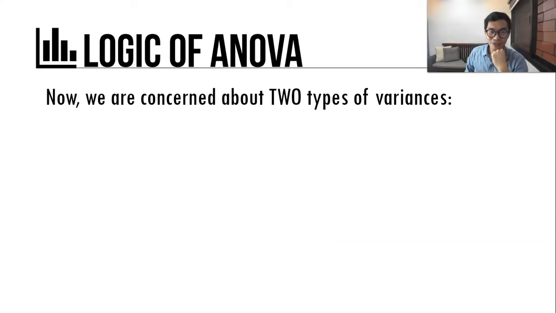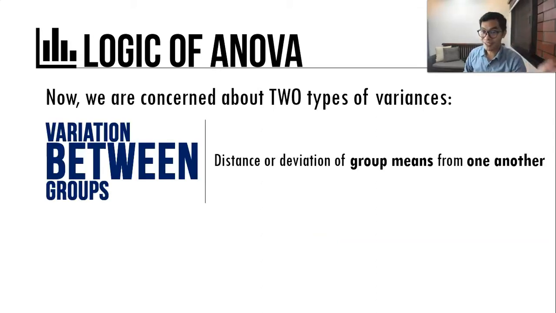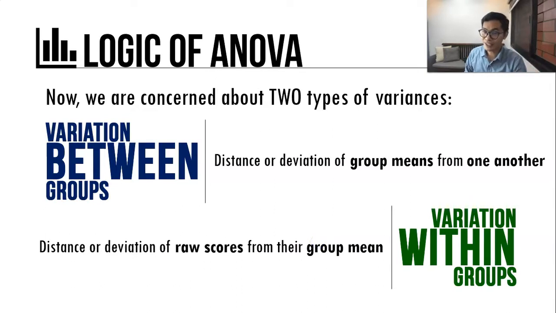So now we are concerned about two types of variances. What are these two types? You have variation between groups and variation within groups. So when you talk about variation between groups, this is distance or deviation of group means from one another, same population. And then variation within groups, it's the distance or deviation of raw scores from their group mean. So I think I said it reverse. But I'll try to illustrate this one, the description.